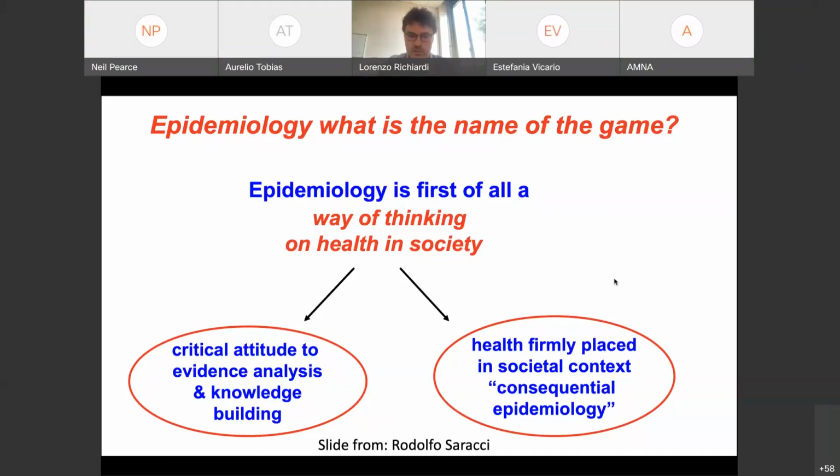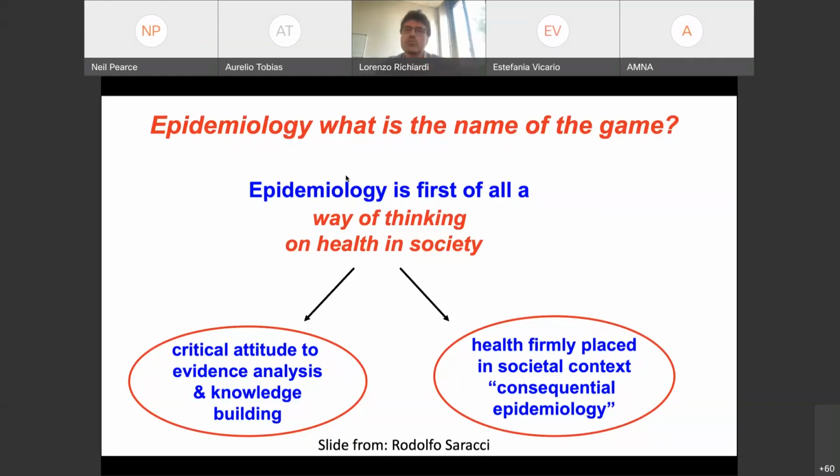And I would like to start with a slide that I borrowed from Rodolfo, intentionally borrowed from him, and which is about what is the name of the game when you speak about epidemiology. And the main concept here is that epidemiology is, first of all, a way of thinking on health in society. So this is the main message, actually. I will give you some examples of a relationship between health and society when you have an epidemiological approach.